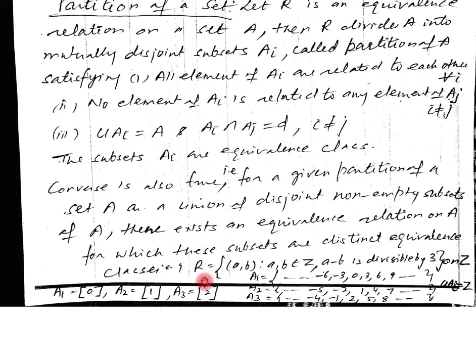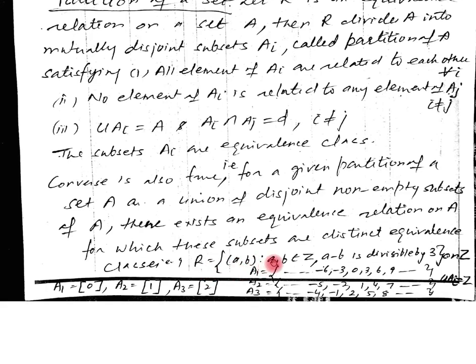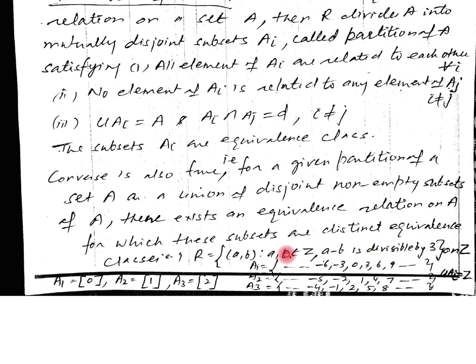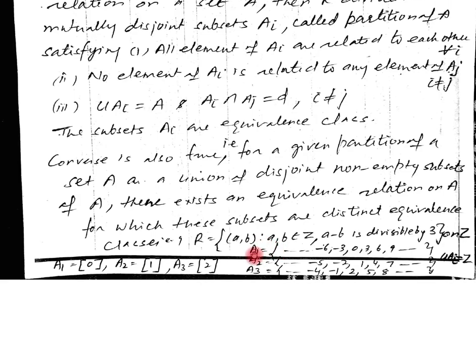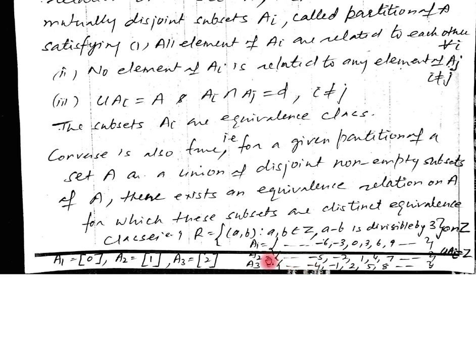Let R be a relation defined by a, b, where a, b belong to Z, the set of integers, such that a minus b is divisible by 3 on Z. So let us take the equivalence classes of different elements. Now A1, the equivalence class: we can take here minus 6, minus 3, 0, 3, 6, 9. When we take the difference of any two of these elements, it is divisible by 3. Similarly, A2.